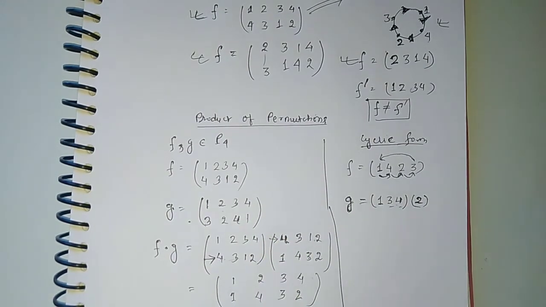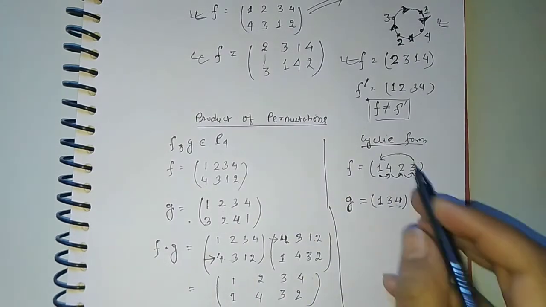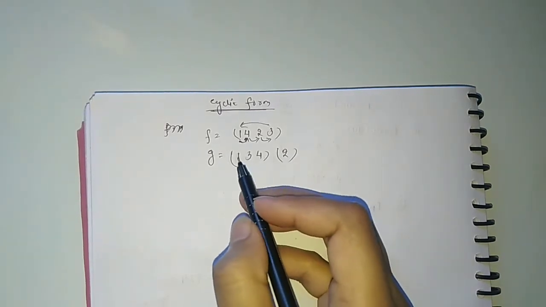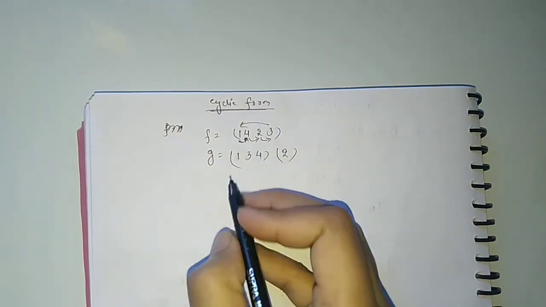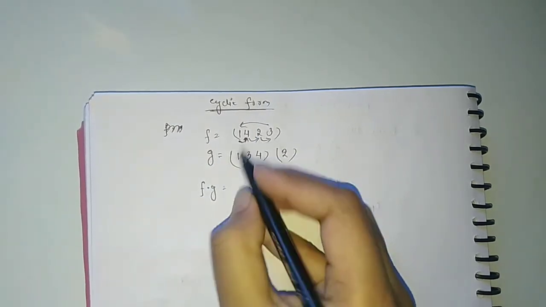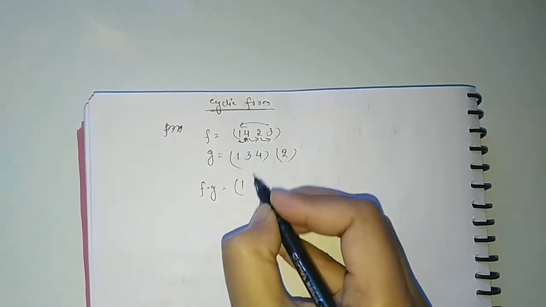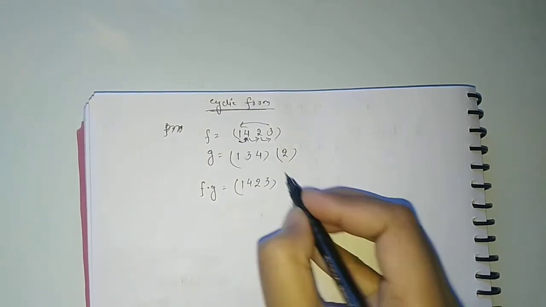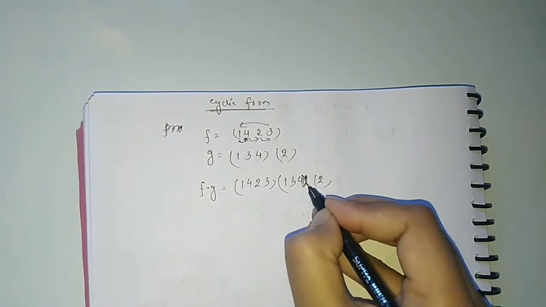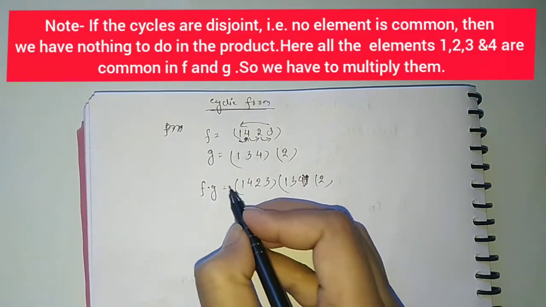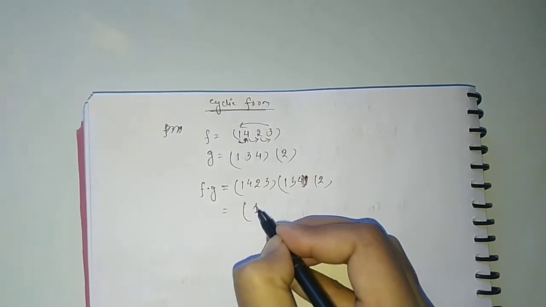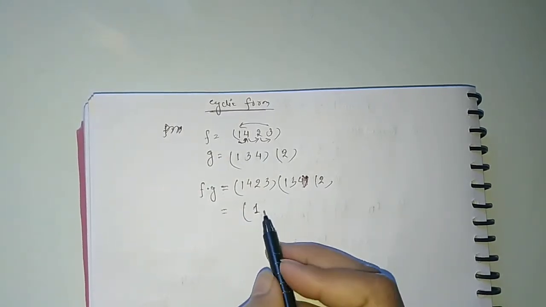Now we have to see it in cyclic form. Now coming to the product of cyclic forms F into G. First write as it is in this form, that is (1 4 2 3)(1 3 4)(2). In this process of multiplication, first write any element, start from 1.